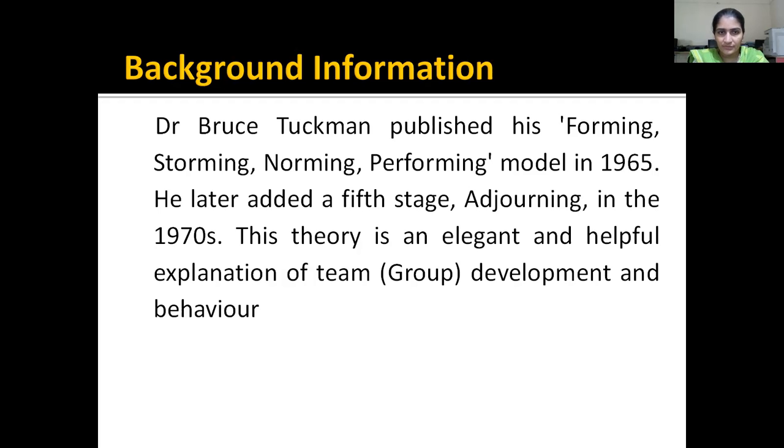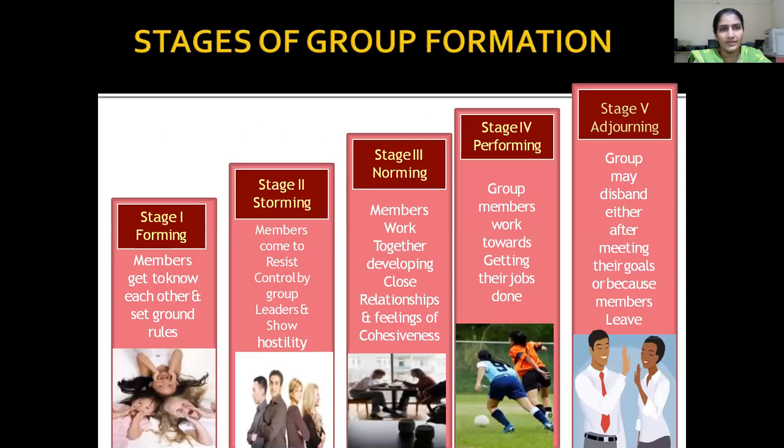So these stages of group development were published by one specific person, Dr. Bruce Tuckman, in his famous book. Initially he developed 4 stages of group development, that is forming, storming, norming, performing, in the year 1965. But later he added one more stage in the group development, that is called adjourning, in the 1970s. Now let us see in detail what are the stages of group development.